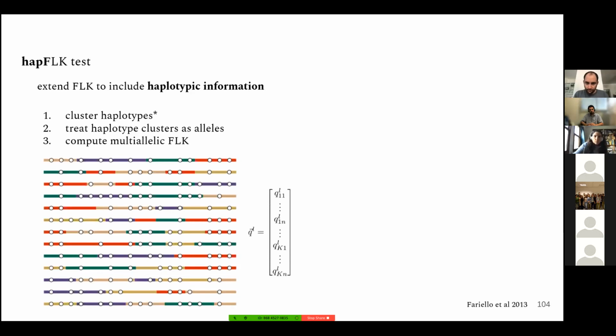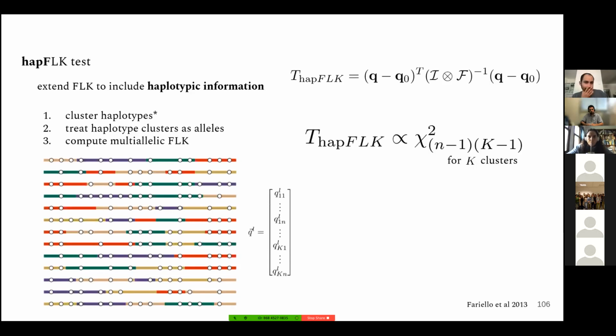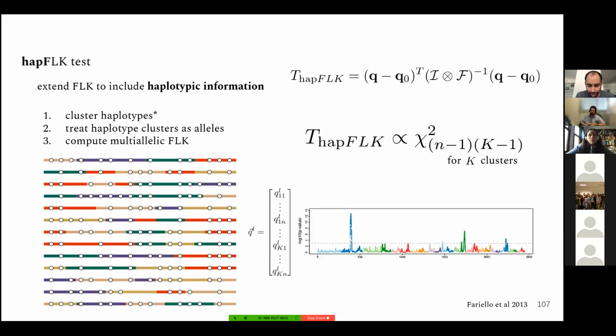So if we call Q the K times n vector of allele frequencies, hapFLK is computed as follows. And it follows a distribution proportional to a chi-squared with n-1 times K-1 degrees of freedom for K clusters. Then p-values are computed for a chi-square distribution, and after multiple test correction, it can predict loci that have likely been under selection.